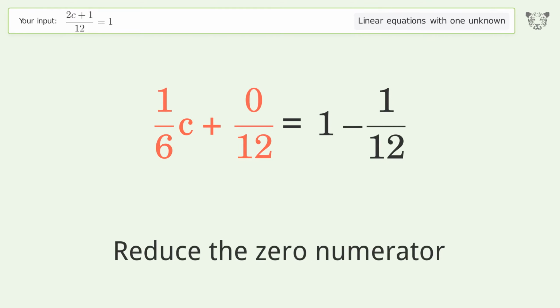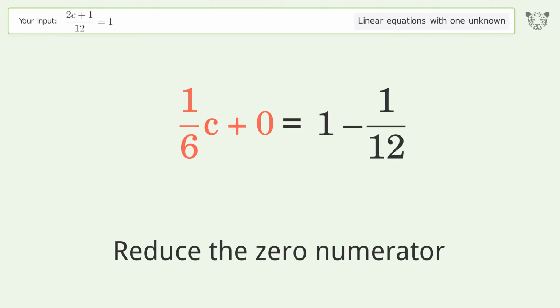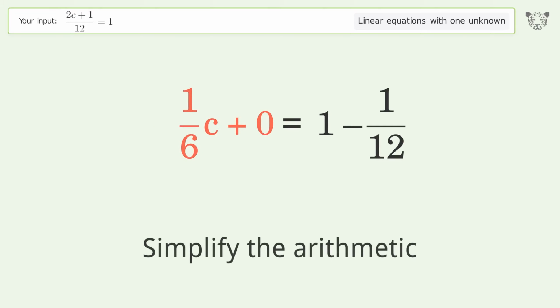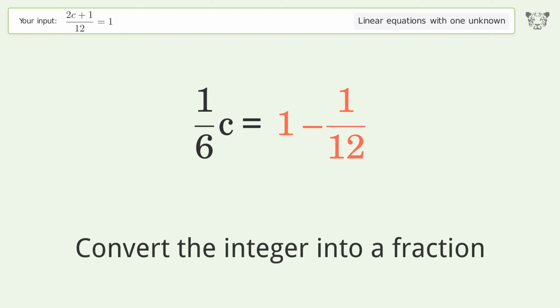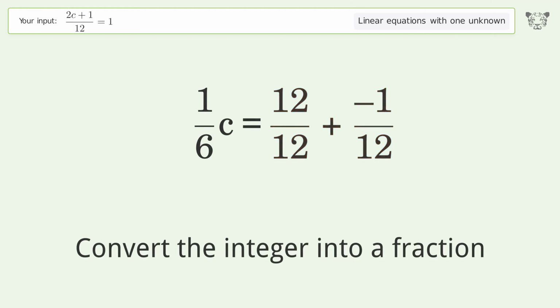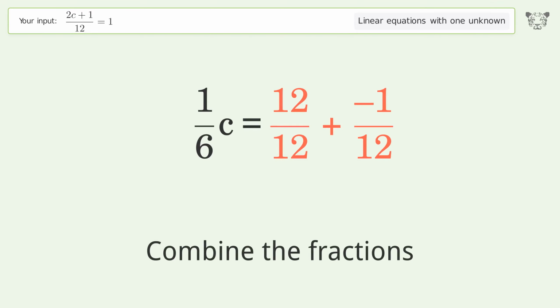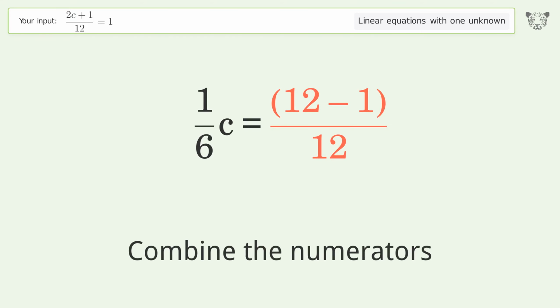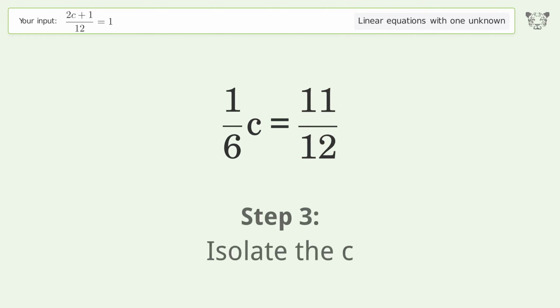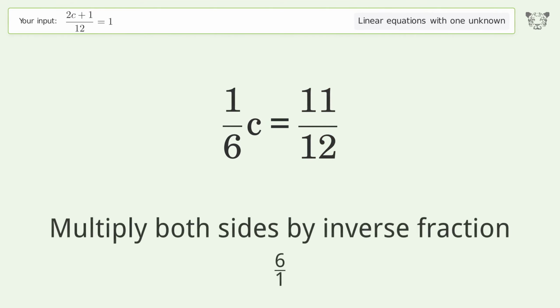Reduce the zero numerator. Simplify the arithmetic. Convert the integer into a fraction. Combine the fractions. Combine the numerators. Isolate the c. Multiply both sides by inverse fraction 6 over 1.